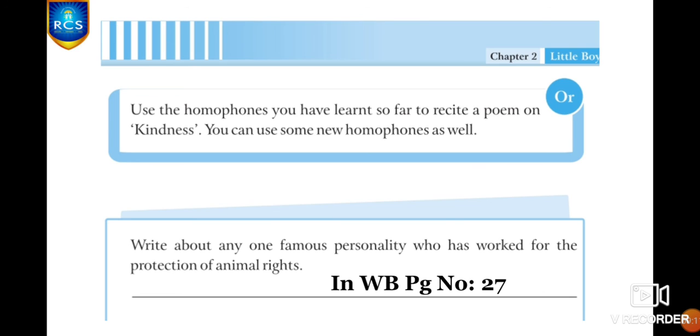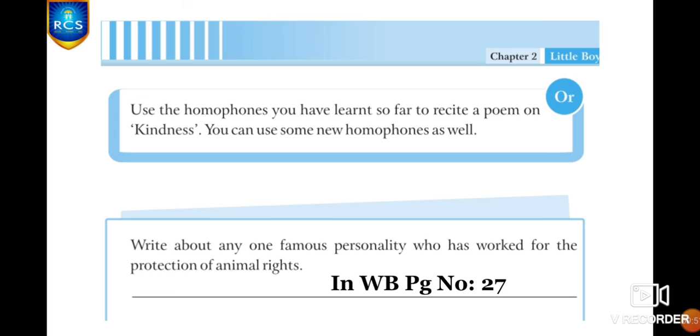Clear, children? Write a poem on the topic kindness, and you have to use different homophones you learned in this chapter. And you have to read and say by yourself, and you can send it as a voice message. Clear, children? If you want to use some new homophones, you can also use them here. Clear? And third one, write about any one famous personality who has worked for the protection of animal rights.